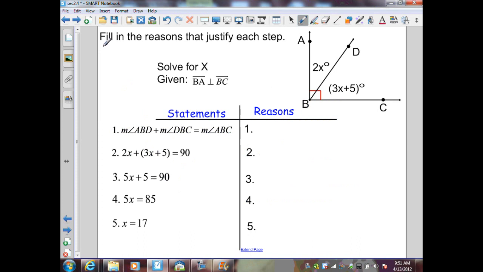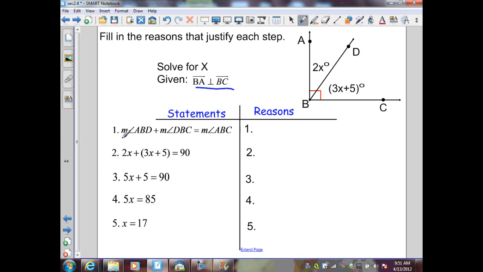On my next example, they want me to fill in the reasons that justify each step. I'm given angle ABC, and in the interior of that angle, I have ray BD. They want me to solve for x, and I'm given that ray BA is perpendicular to ray BC. Therefore, I know at some point inside my equation, I'm going to be able to substitute for the measure of angle ABC 90 degrees, because I know from the definition of perpendicularity that two lines that are perpendicular form right angles, and right angles are 90 degrees.